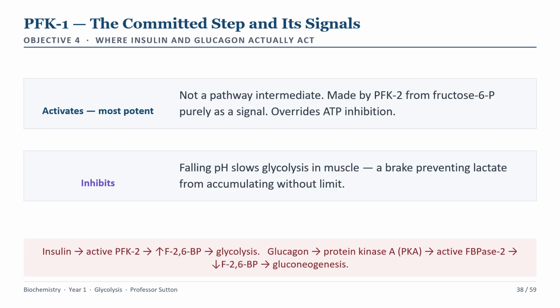The bifunctional enzyme has tissue-specific isoforms, and in cardiac muscle, phosphorylation has the opposite effect. It activates the kinase activity, raising fructose 2,6-bisphosphate and accelerating glycolysis. Adrenergic stimulation of the heart should burn more glucose, not less. The liver isoform is the one you default to unless the stem says heart.